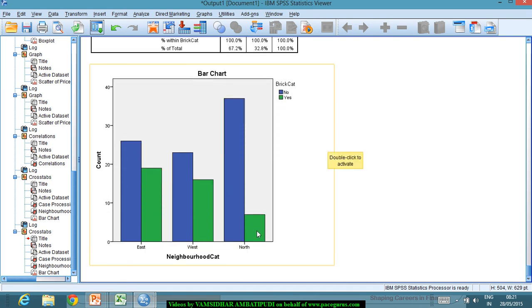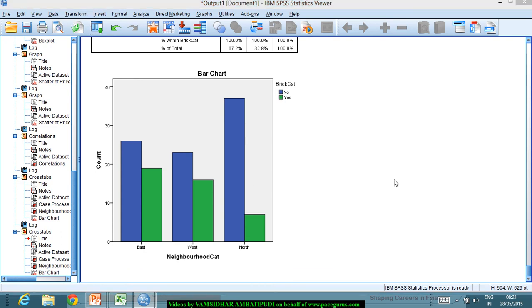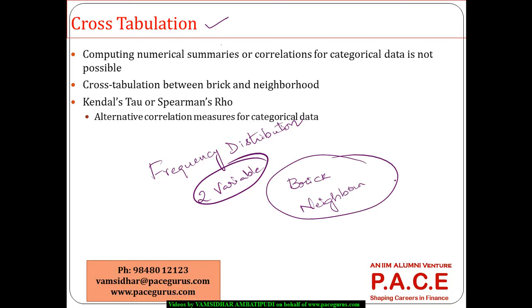Probably even in the graphical way, we could see a huge gap between the brick category no and brick category yes in case of the north, whereas the gaps are more or less similar in case of east and the west. So this cross tabulation can really help us in terms of graphically visualizing, or even table based visualization of pairwise abnormalities that are present in the data.